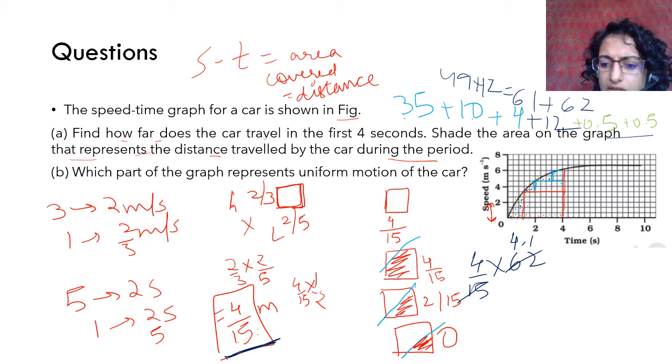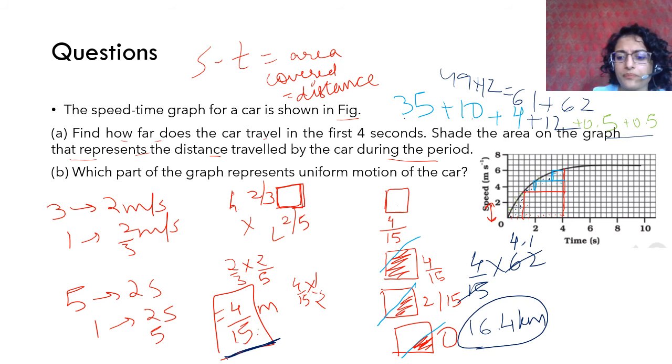So this is about 16.4 kilometer. This is the distance covered by this car. Now do you know how to do this? Did you understand this? There can be some difference. This is 16.4 not kilometer, meter.